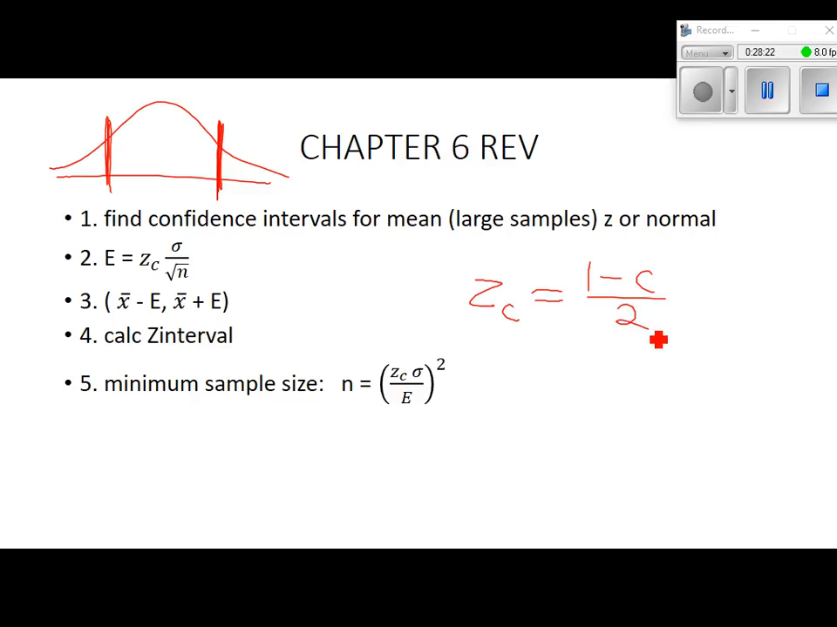So let's make up a strange one and see if we can figure it out. This one that's not 80, 90, or 95, or 99. C equals 70. So we plug in 70 here. Let's make sure we're doing this right. 1 minus 0.70 divided by 2. What is 1 minus 0.70 divided by 2?